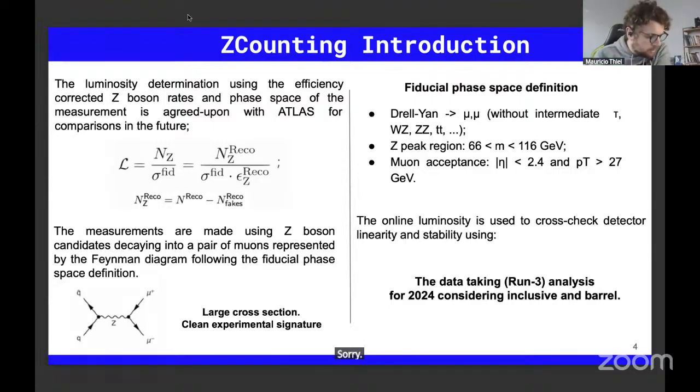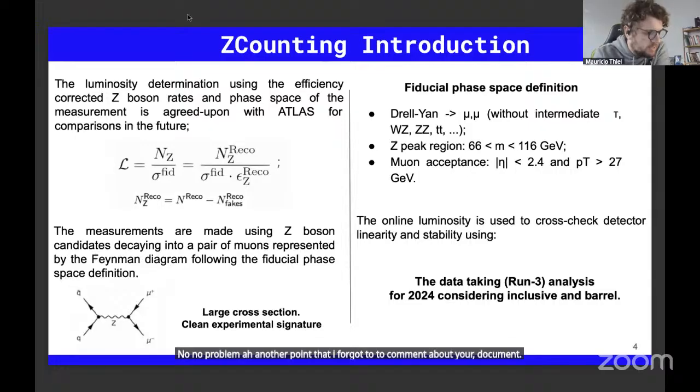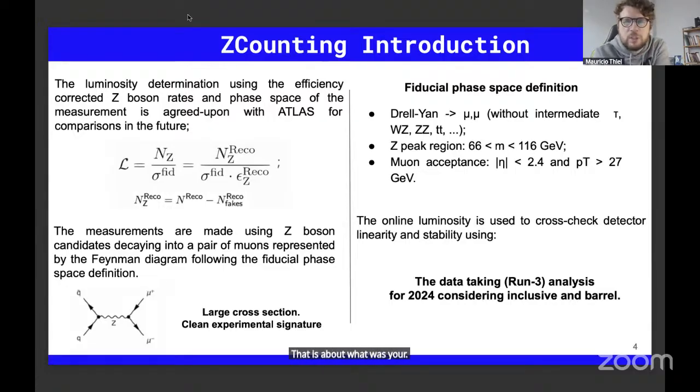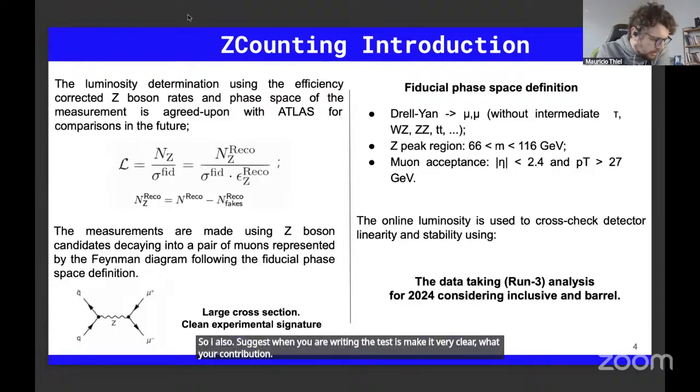No problem. Another point that I forgot to comment about your document: your presentation was very clear and very good about what your contribution was to each analysis and each work. In the document it was not clear what you did or which plots are yours, but in the presentation it was very, very clear. So I also suggest that when you are writing the thesis, make it very clear what your contribution to the analysis is.